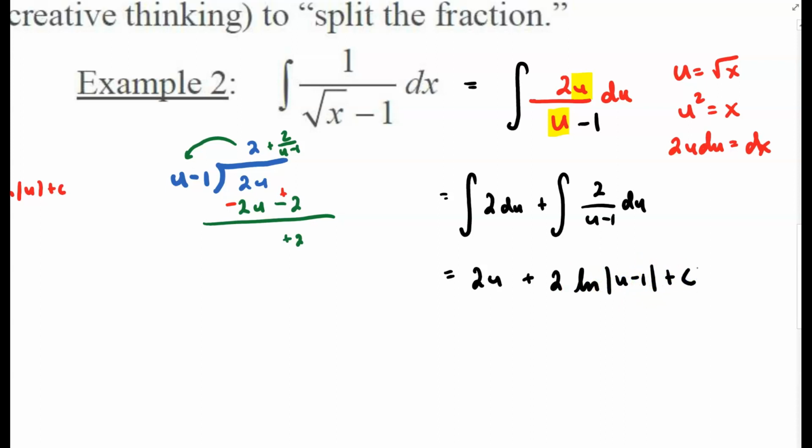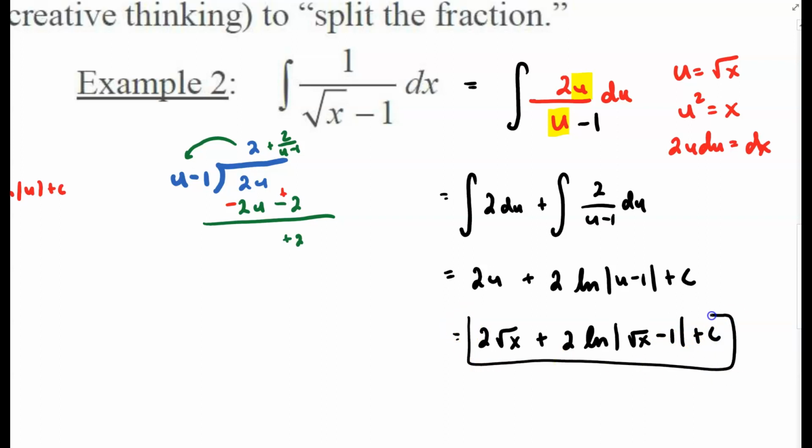All right, where I now need to go ahead and substitute back. So this is equal to 2 times the square root of x plus 2 times the natural log of the absolute value of the square root of x minus 1 plus c. Okay, and there you have it.